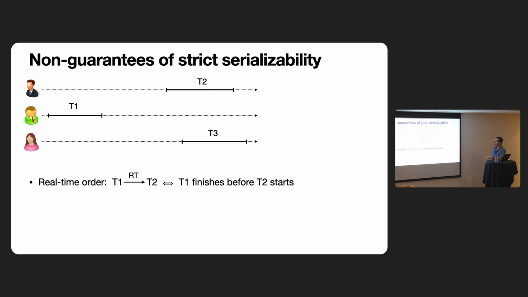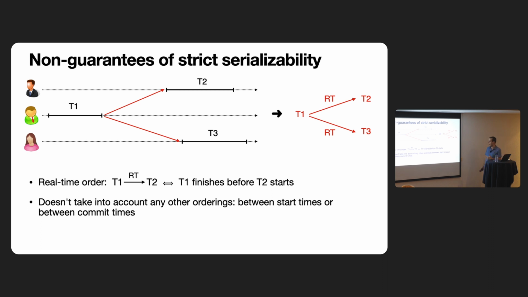Let's take our previous history, where there are three transactions, T1, T2, T3, and T2 and T3 are concurrent. The real-time order is defined based on the precedence between the end of a transaction and the start of another, so here we have this real-time order. We don't have any edges between T2 and T3, so you don't take into account any orderings between the start times or the commit times. If T2 started before T3, that doesn't mean you get any extra guarantees because of that.